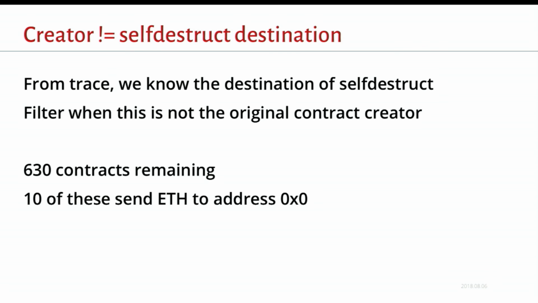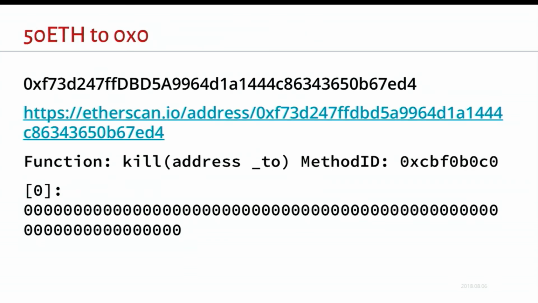So again, from the trace, we know the destination of the self-destruct transfer. And when we filter for who was not the original creator, there's only 630 contracts. And a kind of depressing fact about 10 of those is they self-destructed and sent their money to address 0. So it burned it forever. The most unfortunate of these is somebody sent 50 Ether, that's several $1,000s, in this transaction. And in the Etherscan trace, the owner called a kill command that took an argument, and it was all zeros. So I don't know if they did this intentionally, but it is kind of unfortunate to see somebody lose what's like $20,000 in today's value.